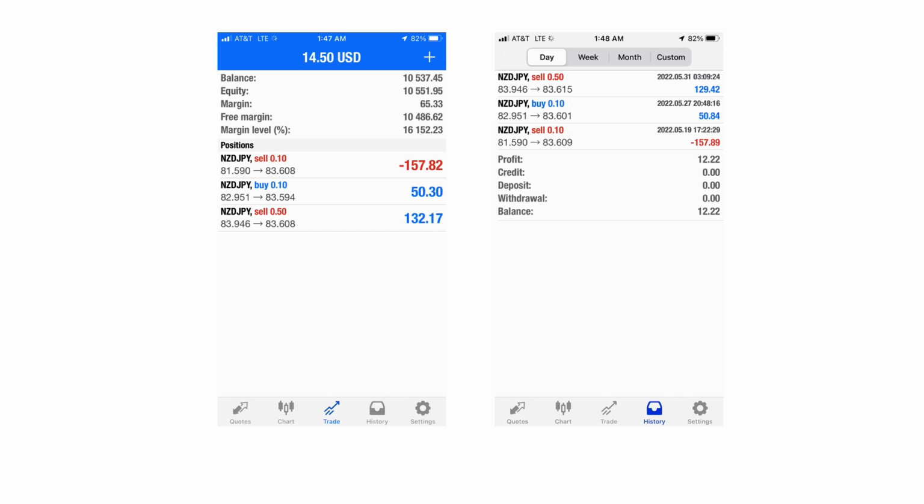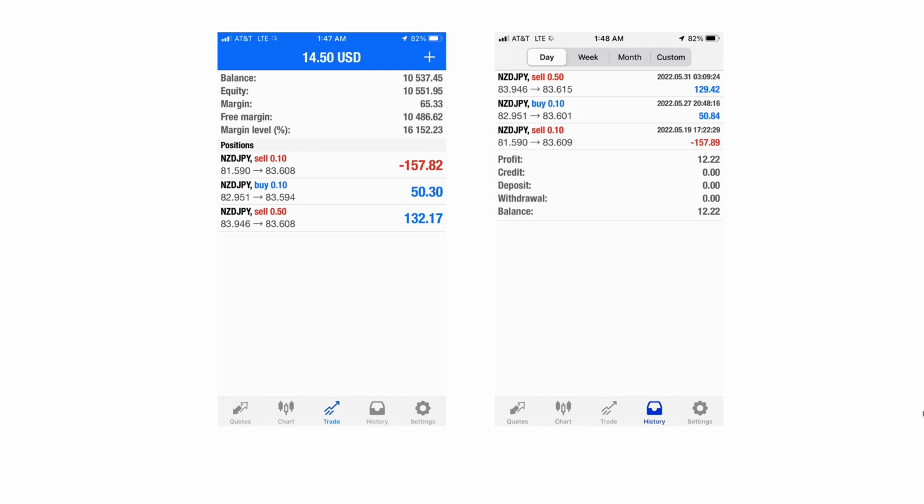Now, let's take a look at it here. Here's what I was seeing on my mobile device. Once I saw the first trade, the NZD sell that we went into, that's $157.82 in the hole. My hedge trade was a buy at 0.1, so that went $50.30 profit.